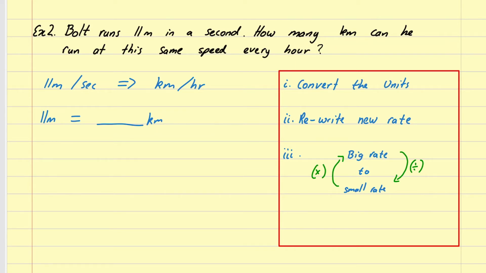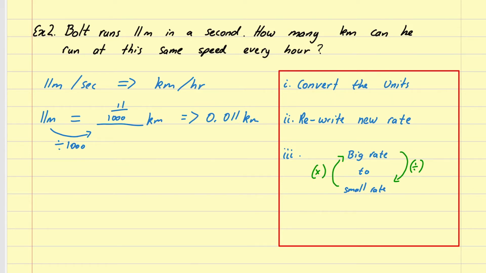So now, what's the conversion from meters to kilometers? Well, that's going to be dividing by 1,000. So we need to divide by 1,000. So that's going to be 11 over 1,000, which is 0.011 kilometers. Not roughly. So, which is going to equal 0.011 kilometers.